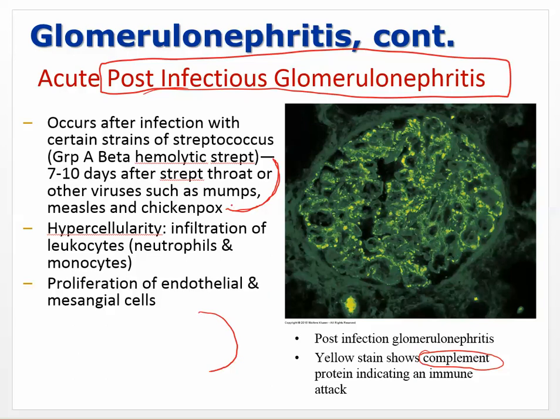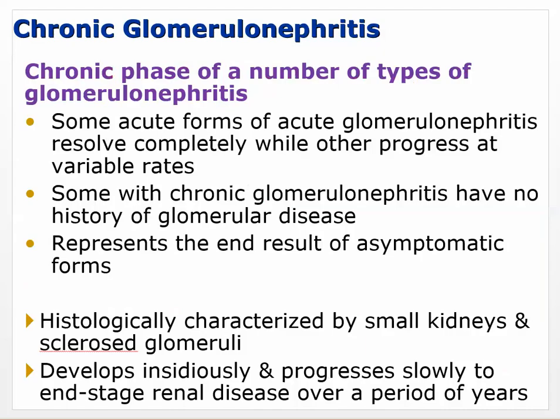Okay, so triggers for cell growth, so hypercellularity, infiltration of leukocytes, neutrophils, monocytes, all inflammatory types of process. Proliferation of endothelial and mesangial cells, so we have growth factors coming in there to increase cell growth as well. So that's post-infectious. So this means that some kid has strep throat, and then a little bit later they start to show signs of kidney disease. Okay, so that would probably be this post-infectious glomerulonephritis.